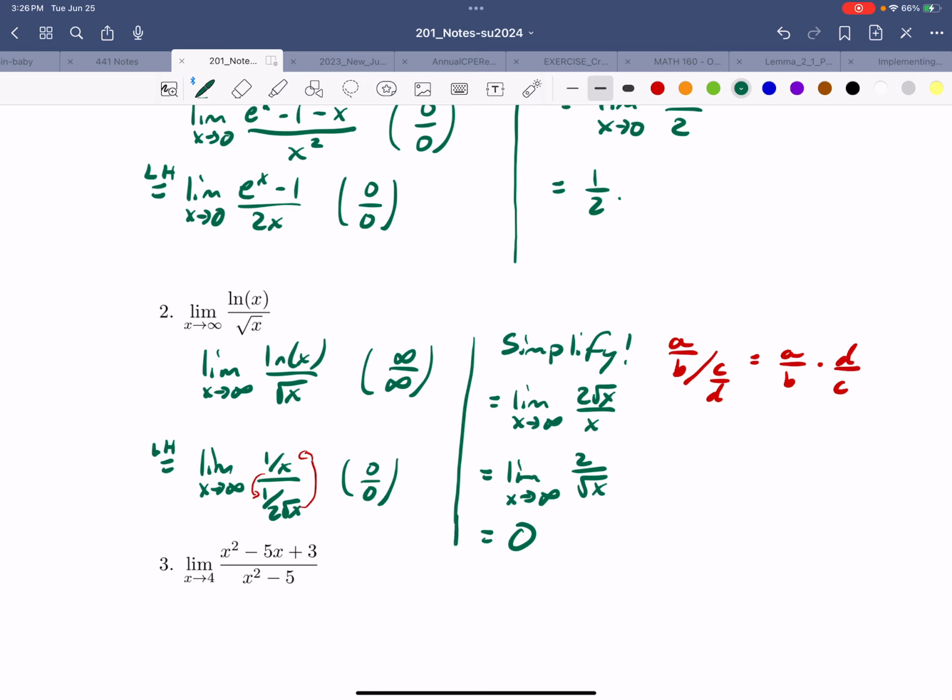Okay? So that's what we're getting. Turns out that square root of x increases faster than ln of x because the bottom increases quicker than the top. So you get 0. All right? Now, pause the video and try to do number 3.